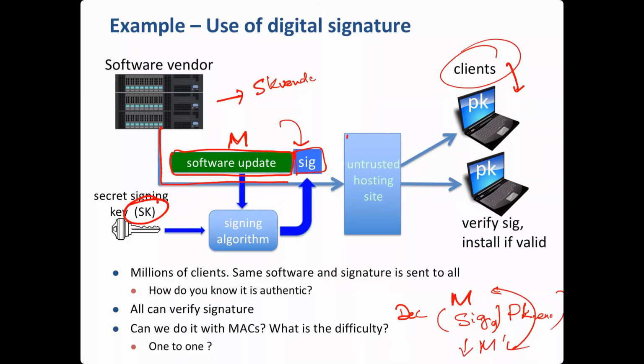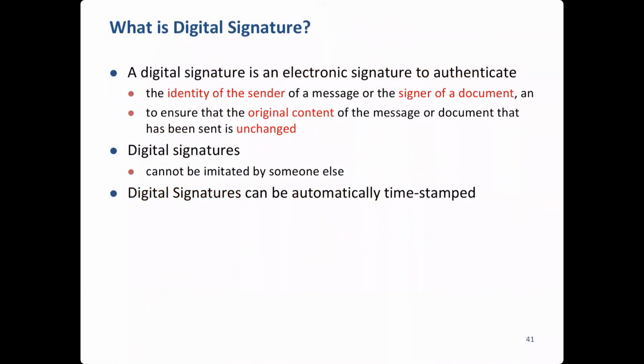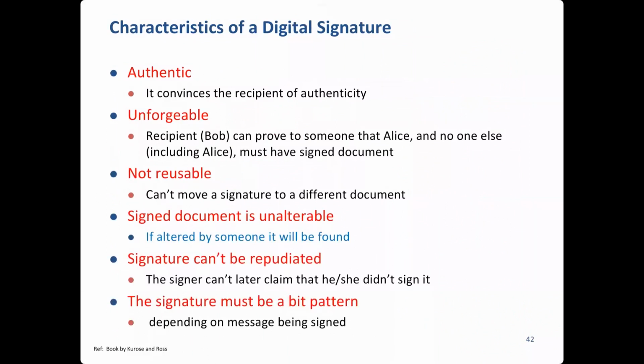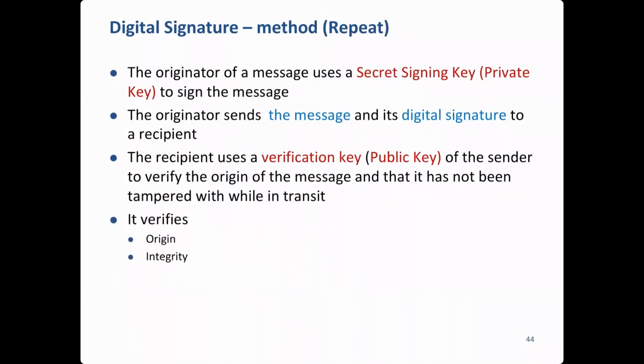Now here there is a little trick that we have not shown here. The signature has to be smaller than message M. Normally in this method, if you directly encrypt the message, you will get a signature of the same size as the original message. So normally we hash it and then sign it, right?